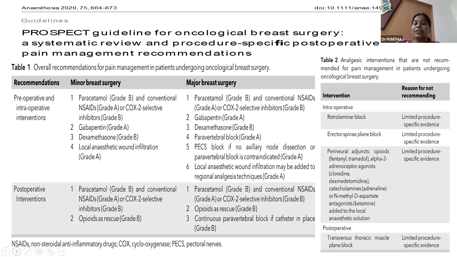For the postoperative intervention, again, NSAID has grade A recommendation; paracetamol, opioids, continuous paravertebral block, if catheter is in place, have grade B recommendation. What are the analgesic interventions that are not recommended for pain management in patients undergoing oncological breast surgery? So intraoperative interventions like retrolaminar block, erector spinae plane block, perineural agents such as opioids, adrenergic agonists like clonidine, dexmedetomidine, catecholamines, NMDA antagonists like ketamine, are not recommended. The reason for not recommending is limited procedure-specific evidence. In the postoperative period, again, the transverse thoracic muscle plane block is not recommended. Next slide.